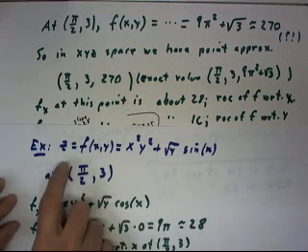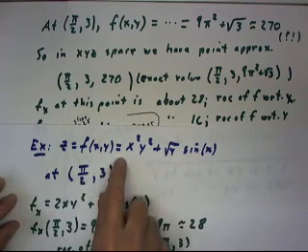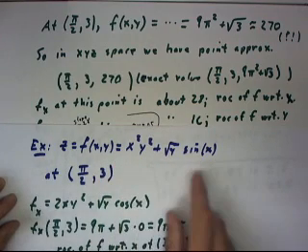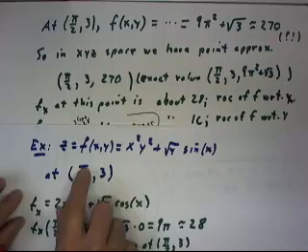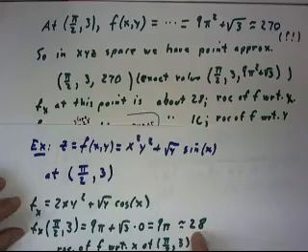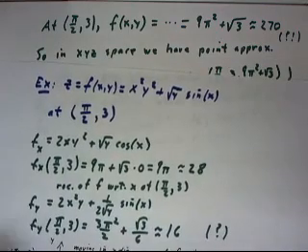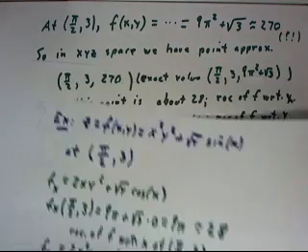Working numerically, we've seen that the function c equals x squared y squared plus square root of y sine x in the vicinity of the point pi over 2, 3, changes at a rate of approximately 28 units for every unit change in the x value, and approximately 16 units for every unit of change in the y value.